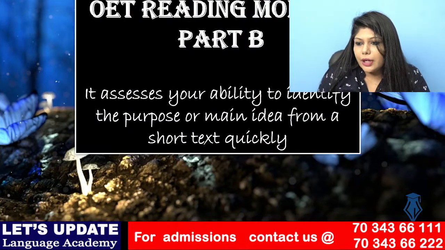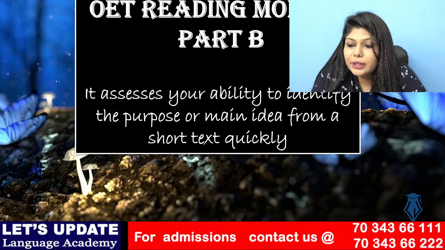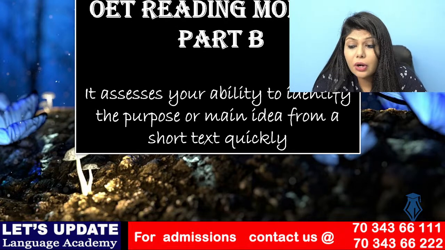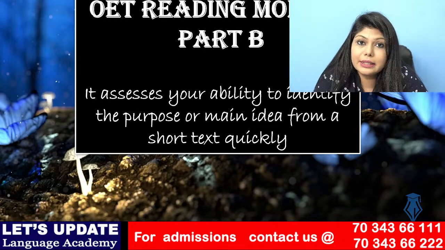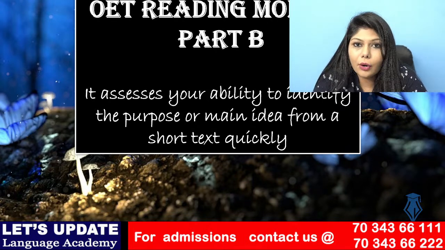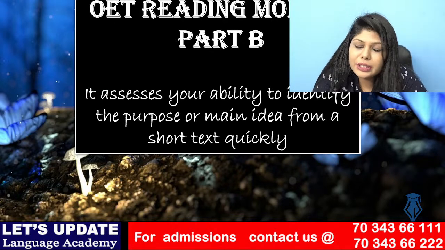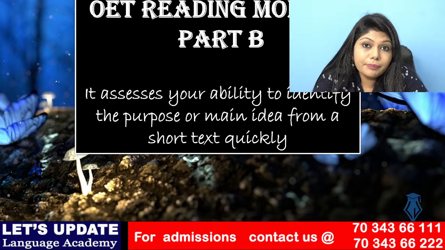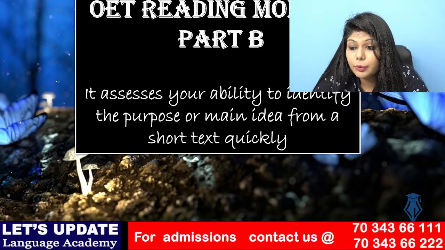Part B is what we are going to discuss today. So, how to approach part B? Part B assesses your ability to identify the purpose or main idea from a short text, and that too very quickly. You don't have a lot of time. Usually they ask for the purpose or the main idea from a short text very quickly. That is what we are supposed to be doing in OET reading module part B.